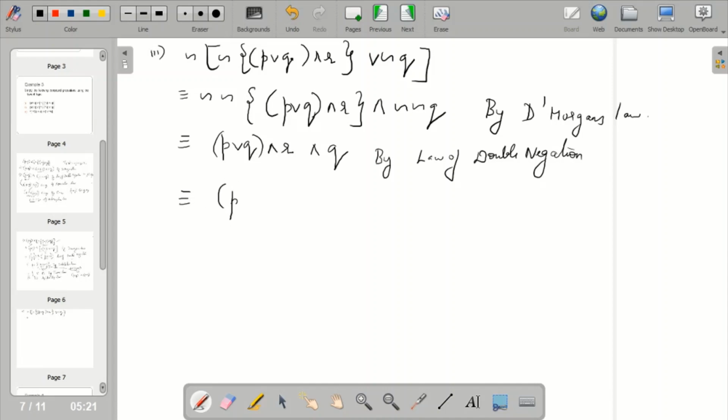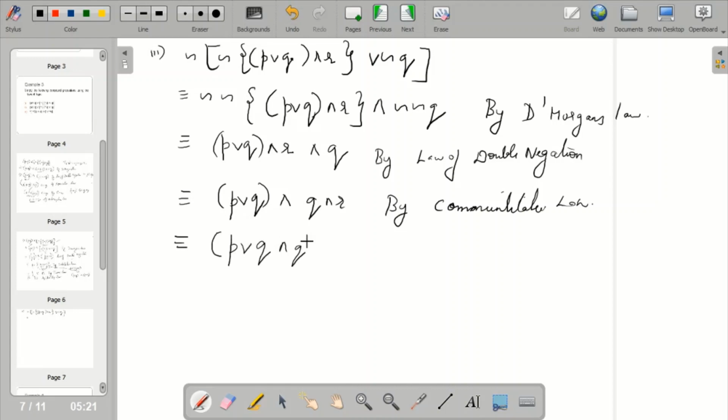So we'll write P or Q as it is, and here I apply the commutative law. You'll come to know why I applied it. So I'll just write Q and R, by commutative law. Why I applied the commutative law: I'll just put the bracket over here. That is the one intention. This single term I took, so I'll put P or Q and R.